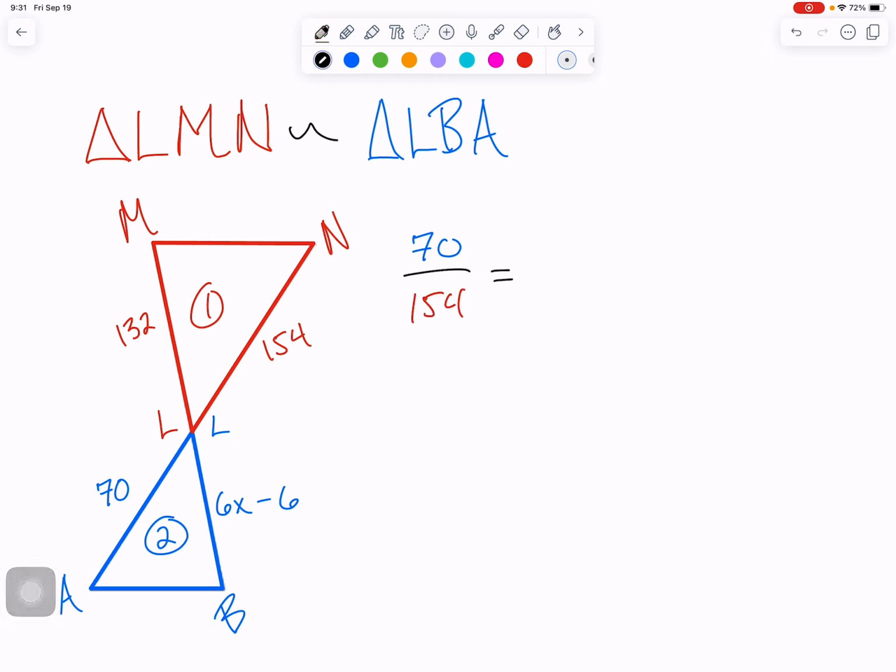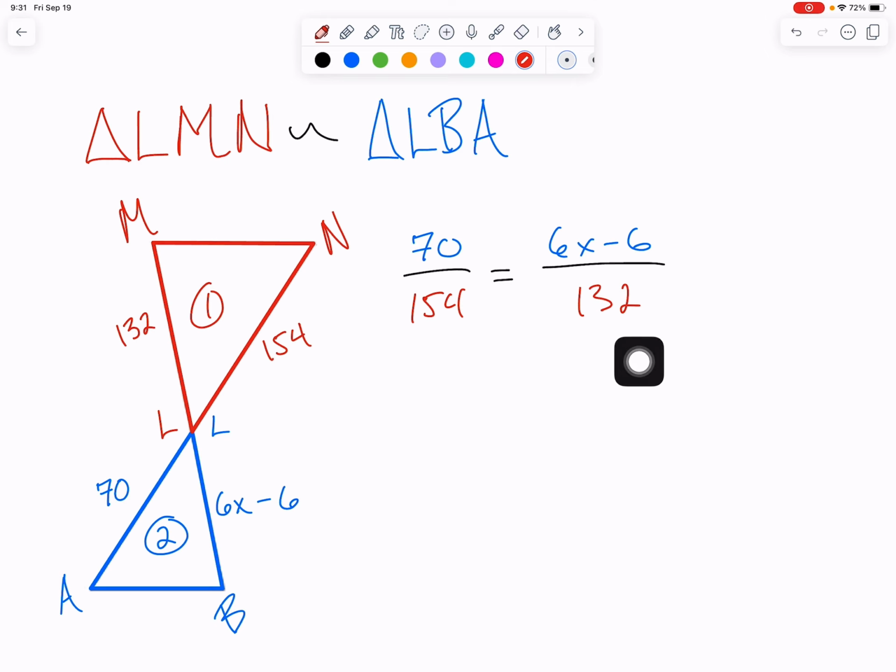We will set that equal to, all right, well, if we started with our numerator in blue, we have to do the exact same here. 6x minus 6. And what are we setting that over? Great job, 132.